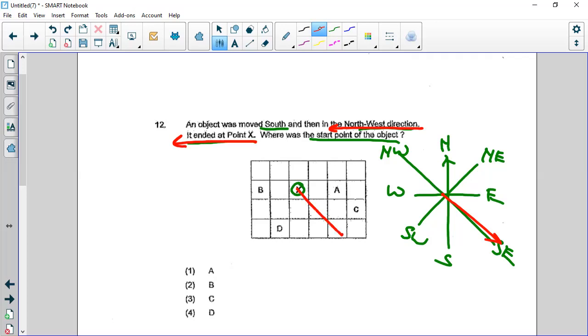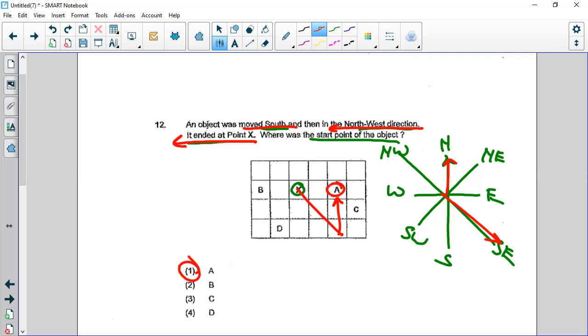And then what do you do? You work backwards again. You read backwards: south. So the opposite of south is what? North. So you go up, north. Where was the starting point? The starting point is point A.